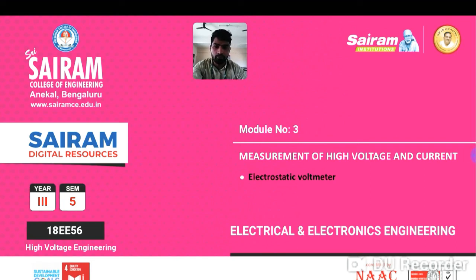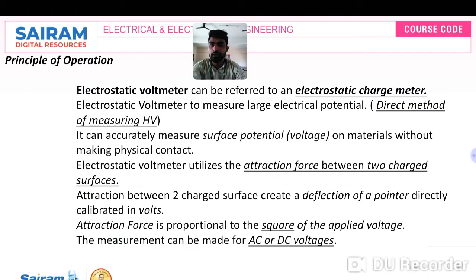Let us discuss the High Voltage Engineering subject, 5th semester, 3rd year. The title of the module is Measurement of High Voltage and Current. In that, we are going to discuss the electrostatic voltmeter. The subject code is 18EE56.